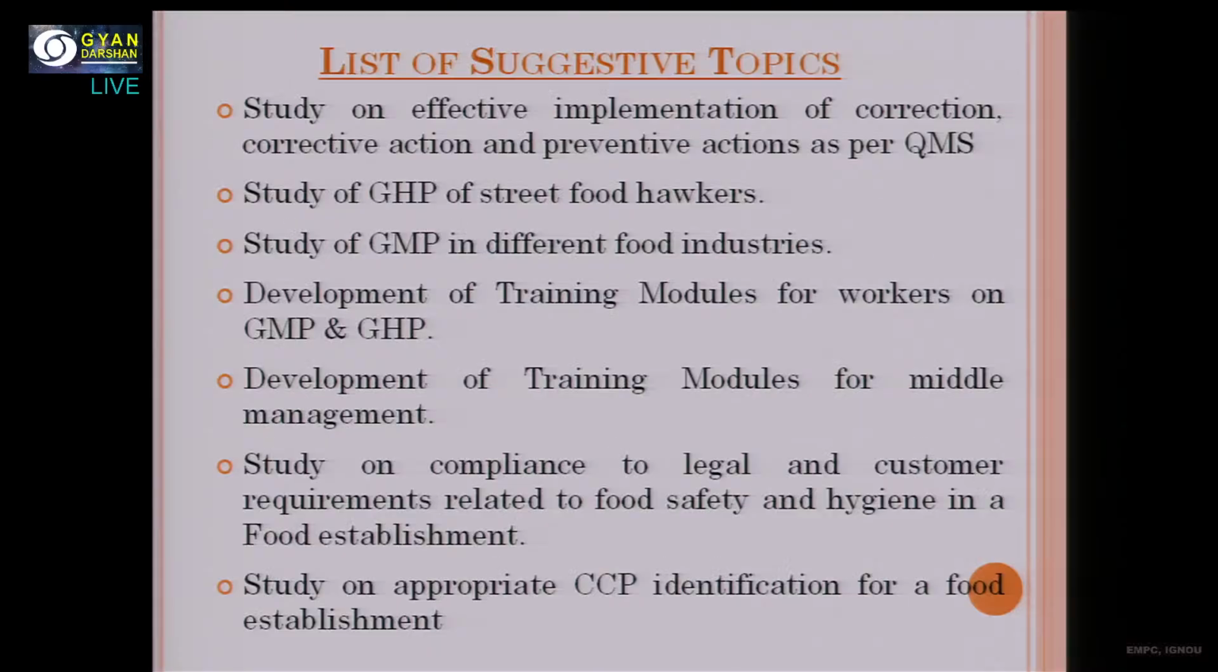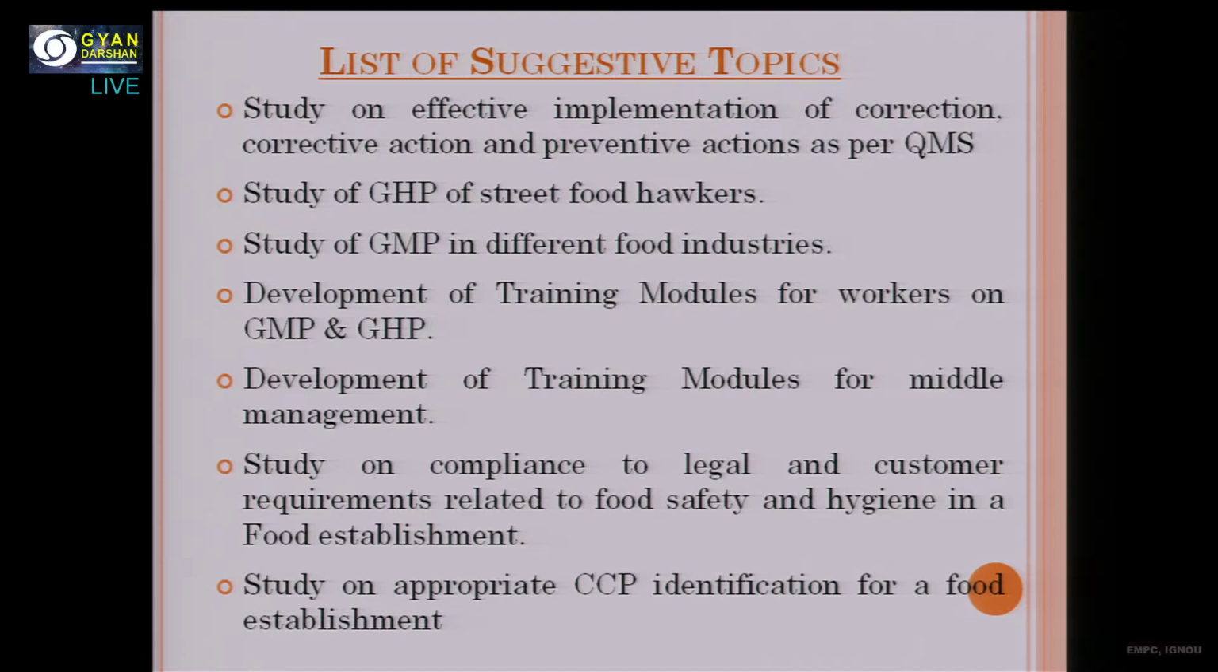Now we'll have a quick look at some list of suggested topics. There are around 25 suggested topics given in your project guide. I'll just read out the suggested topics list. You can select a project work topic like study on effective implementation of corrective actions and preventive actions as per QMS. I hope that you have already studied about the quality management system in your theory course, and you have also done some practicals on quality management system and food safety management system.